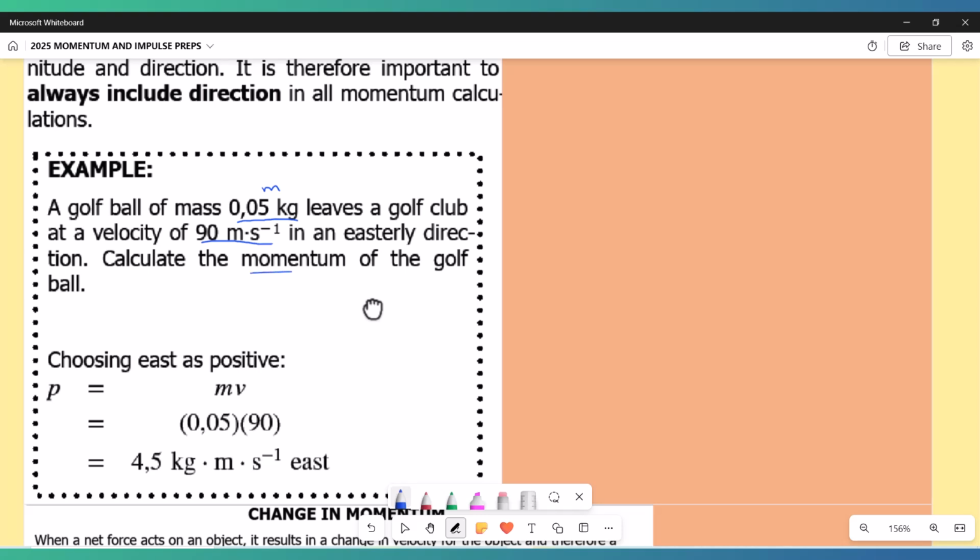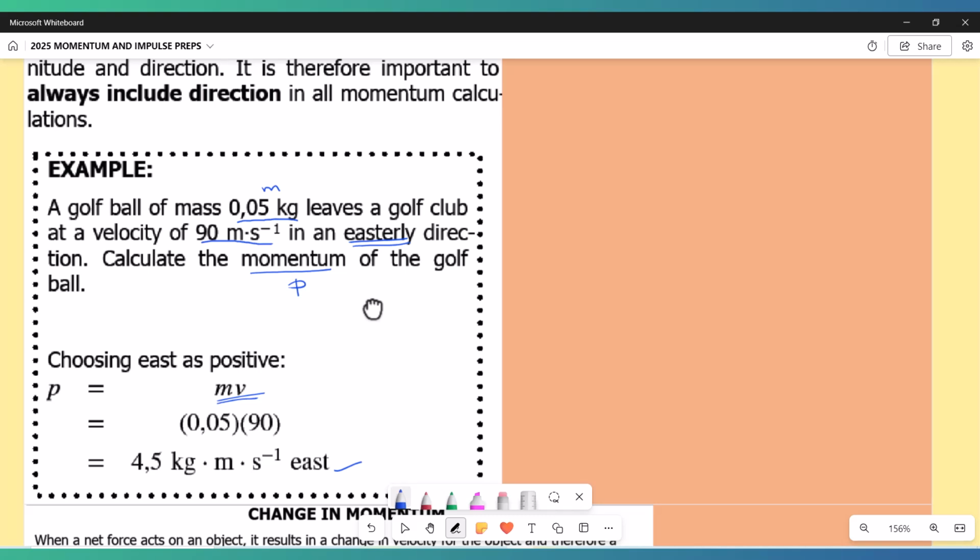So we are looking for the momentum, that's P. We have the mass in kilograms and we have the velocity in meters per second. So we just say momentum equals mass times velocity, and then we substitute. The mass is 0.05. The velocity is 90 meters per second in the easterly direction, so we can choose east as positive. Then you're going to get 4.5 kilogram meters per second east. That's how you get our momentum.